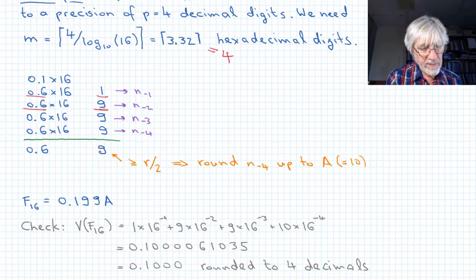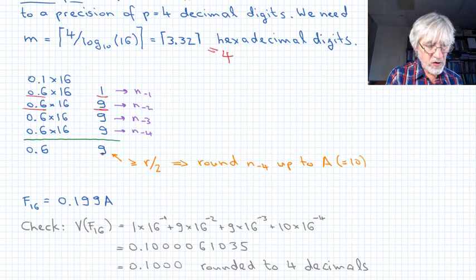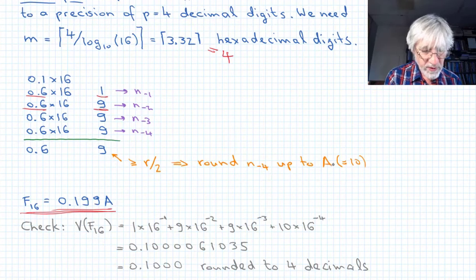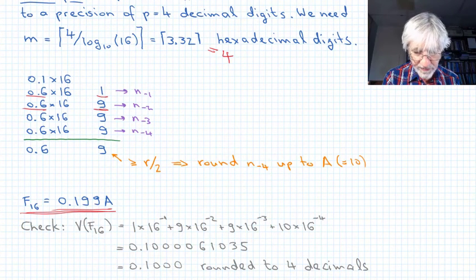So we get, for the hexadecimal representation, 0.199999, and because the last digit beyond the precision that we are using is going to be a 9, which is greater or equal to r over 2, which is 8, we round up. So we actually round this now to 0.199a. So the 9 gets rounded up to 10. But in hexadecimal, of course, we write this as an A.